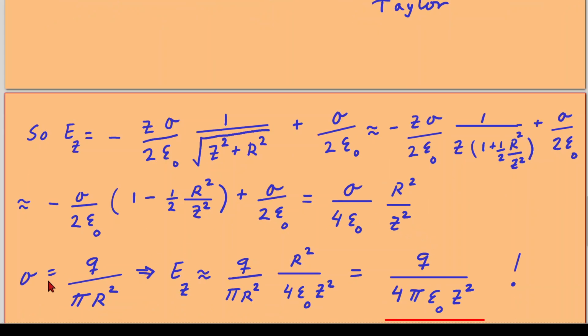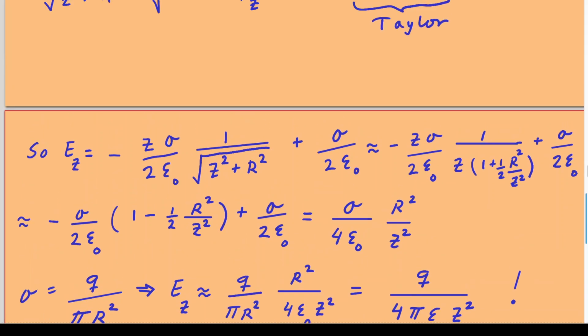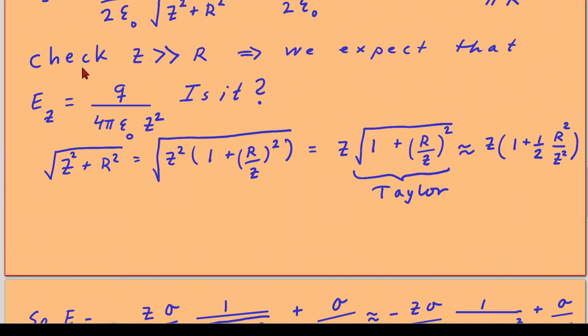And then finally we can use that the charge density is the total charge divided by the total area of the disk. And what do you get? You get exactly this one. So the formula works great, in other words.